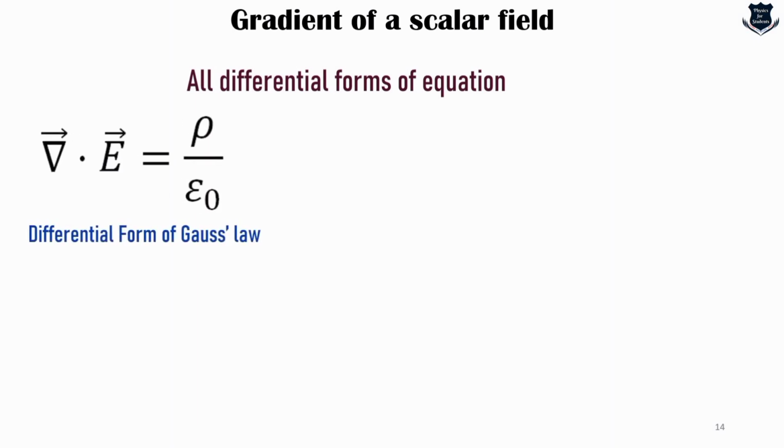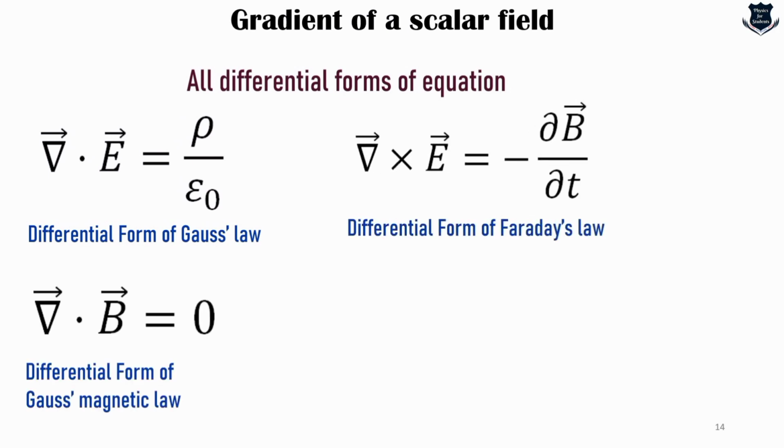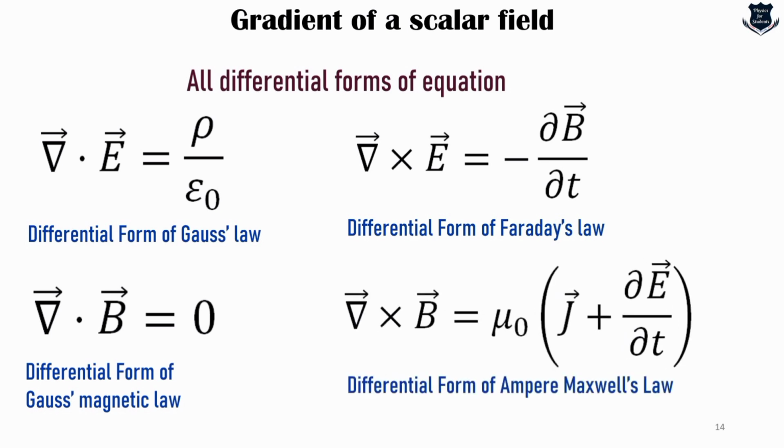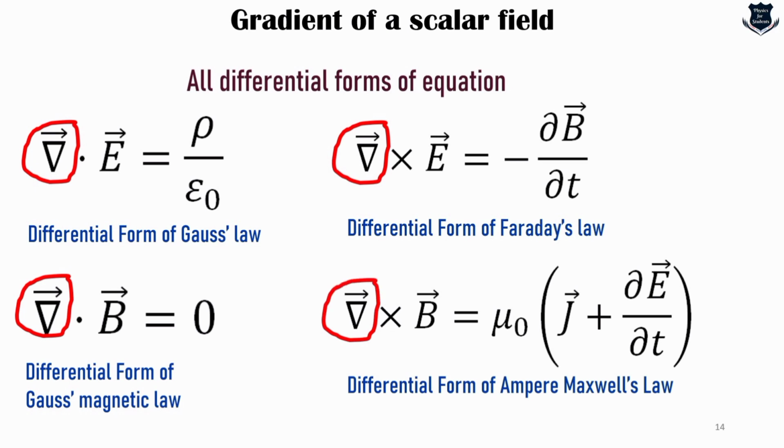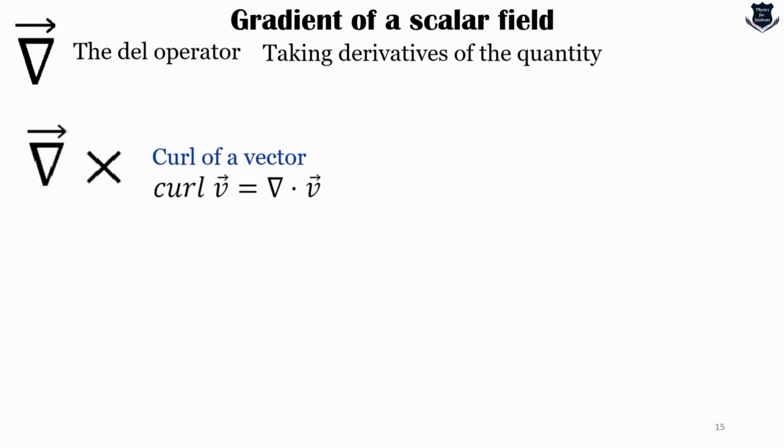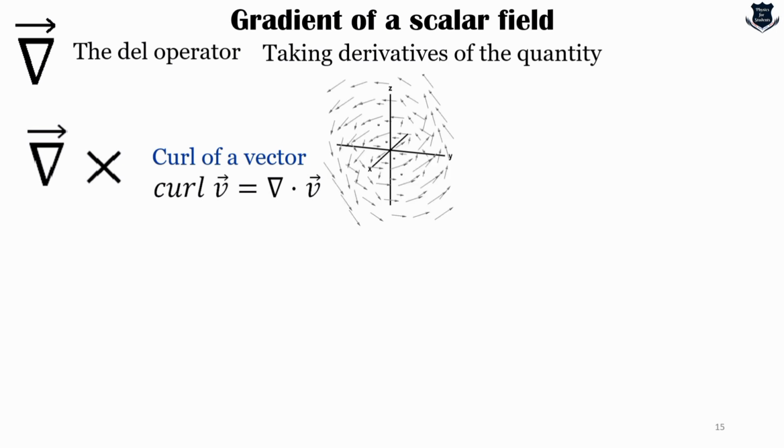I would like to first show what the gradient operator looks like. I have taken the Gauss's laws example. The differential form of Faraday's law and the Ampere-Maxwell law all use this nabla operator. What we get from here is this del operator. It takes derivatives, so you can calculate the curl of a vector with a multiplication sign.